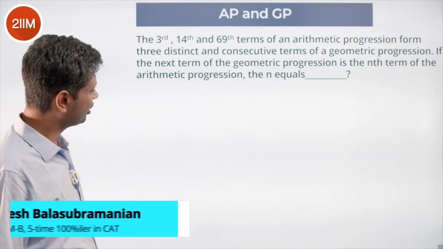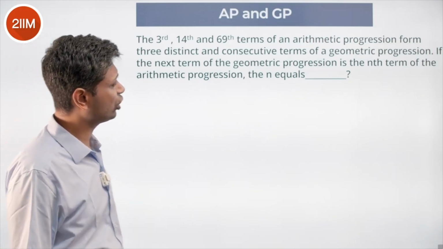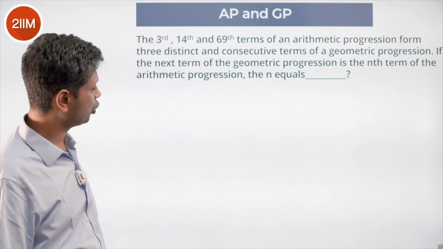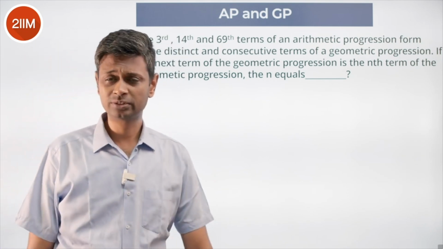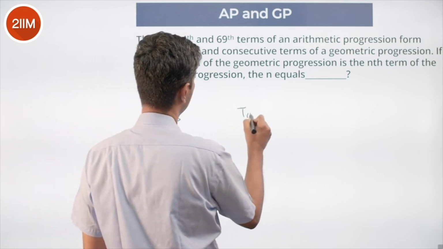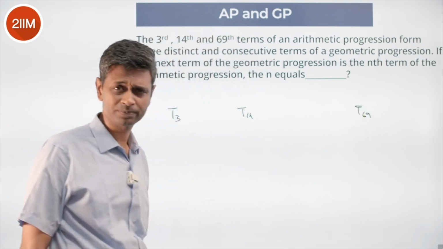The third, 14th and 69th terms of an arithmetic progression form three distinct and consecutive terms of a geometric progression. The next term of the geometric progression is the nth term of the arithmetic progression. Then n equals? T3, T14, T69 form a geometric progression.